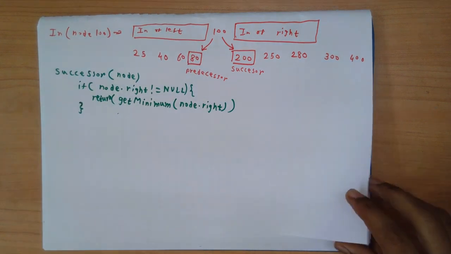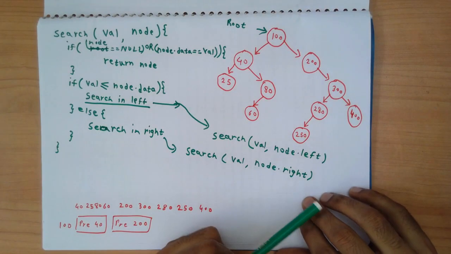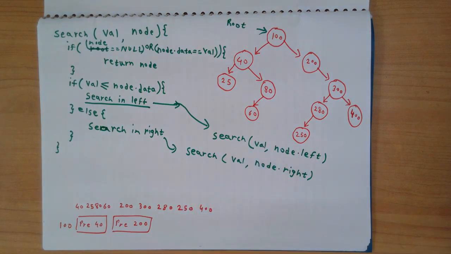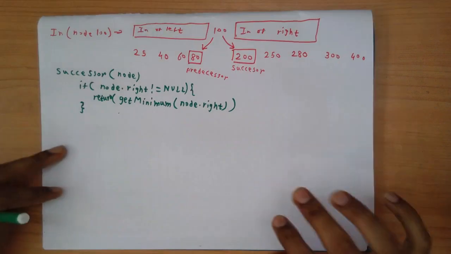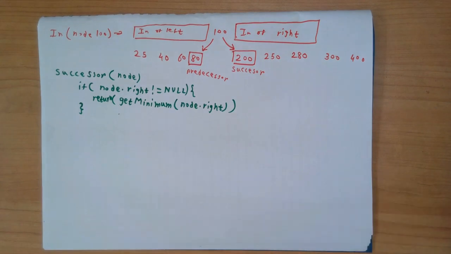So if I have a right subtree, this is straightforward. But sometimes a node might not have a right subtree. For example, let's take the example of 80. 80 doesn't have a right subtree, but 80 still has a successor. If I go and check, for 80 the successor is 100. So for such cases, how can we find the successor?